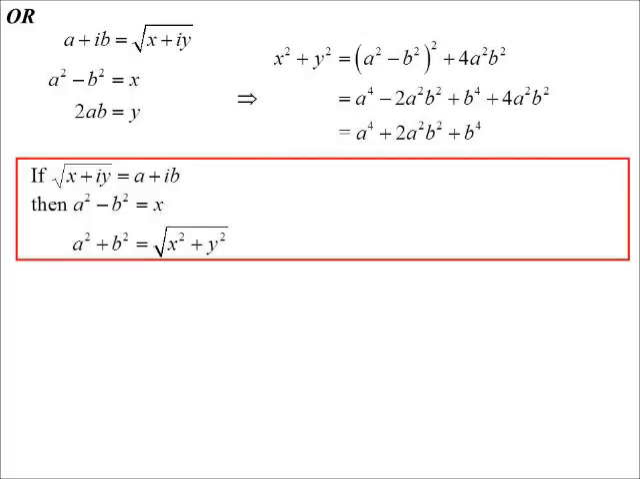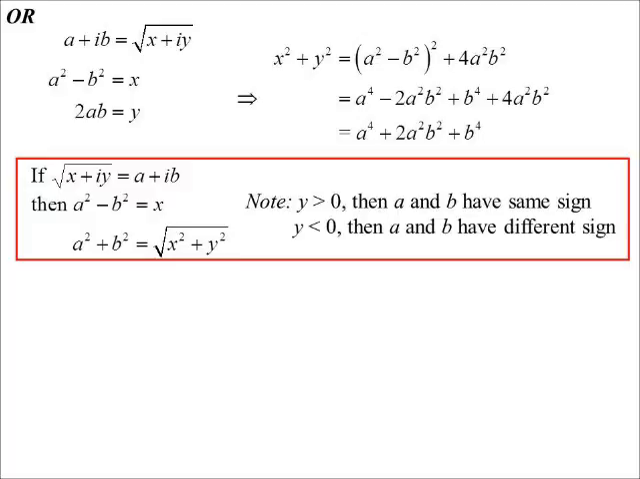If I know the square root of x plus iy is a plus ib, then I can say a squared minus b squared is x, the real part. a squared plus b squared will be the square root of that sum of 2 squares every time. By the way, if you're working out whether they have the same sign or not, it all comes down to the imaginary part. If the imaginary part is positive, then a and b will have the same sign. If the imaginary part is negative, then a and b will have different signs when you're finding square roots.